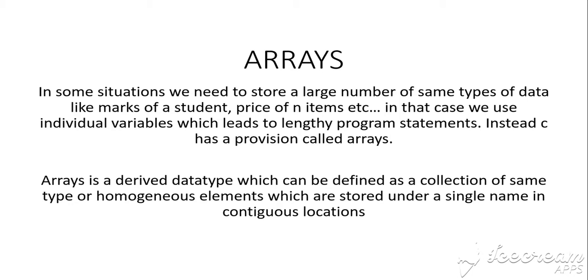And also, if you are using individual variables, they will be scattered in different locations in primary memory, isn't it? The allocation will be done according to the free space available in the main memory. But when we are using an array, whatever the size of the array, that particular array will be stored as a contiguous block. So that is the peculiarity of an array. It is a collection of same type of elements, stored under a single name, and stored in a continuous location.